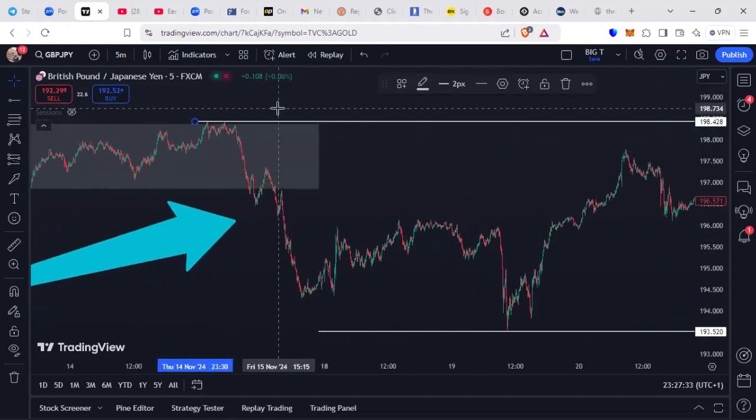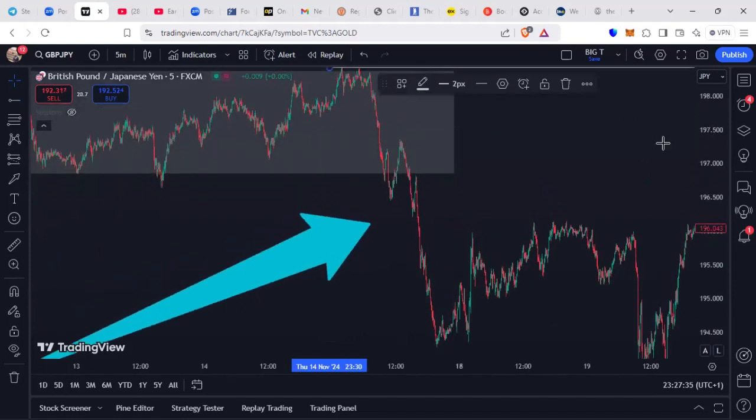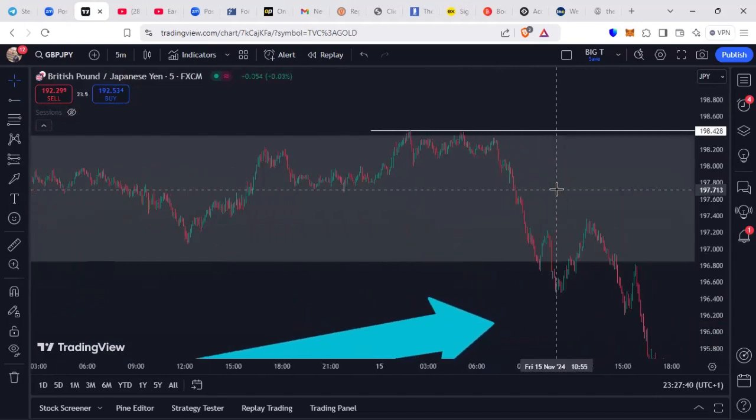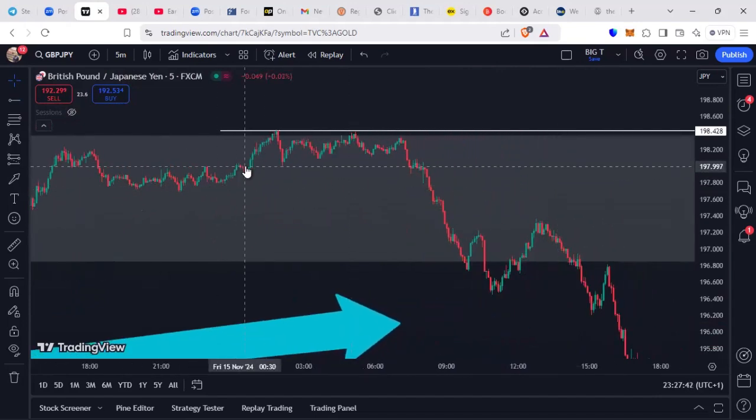So realistically, we did see price from here, zooming in. These are 5 minutes time frame now. From here, we saw price buying up here, retracing. This area is serving as what? A higher low. This area is serving as what?